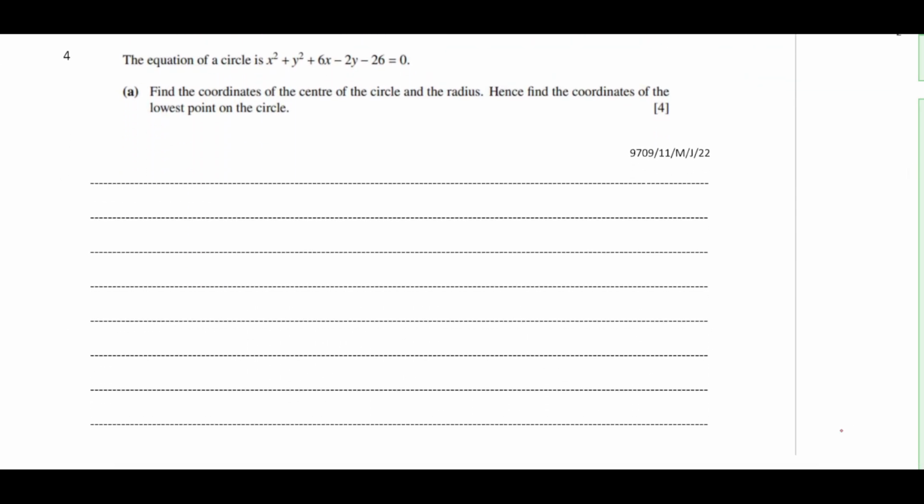Now the equation of a circle is given: x square plus y square plus 6x minus 2y minus 26 is 0. Find the coordinates of the center of the circle and the radius. Hence, find the coordinates of the lowest point on the circle. The question is for 4 marks. Now think what we can do here.